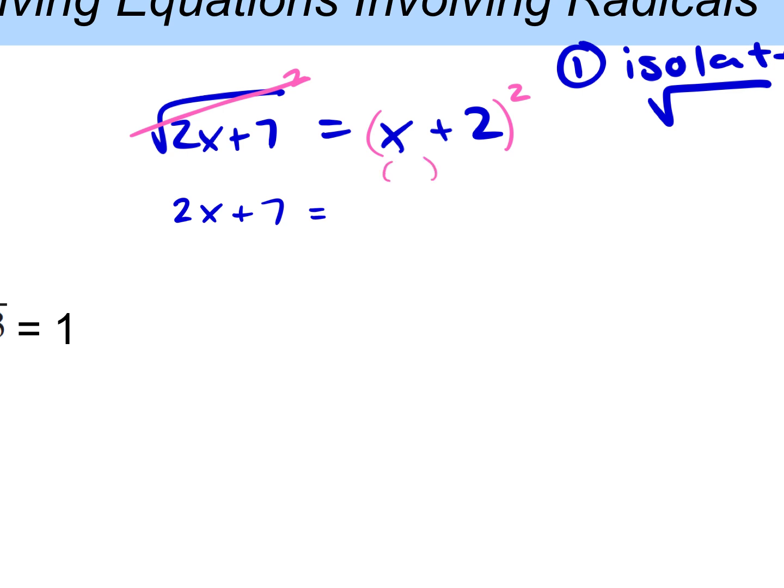Awesome. If you need to, write it twice and FOIL it out. So x plus 2 times x plus 2. We end up with x squared plus 4x plus 4. So I kind of skipped a step. If you need to write it out and FOIL it, that's perfectly fine.